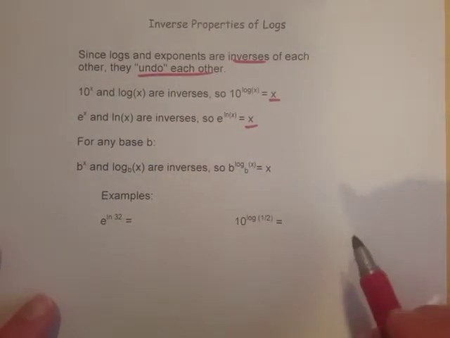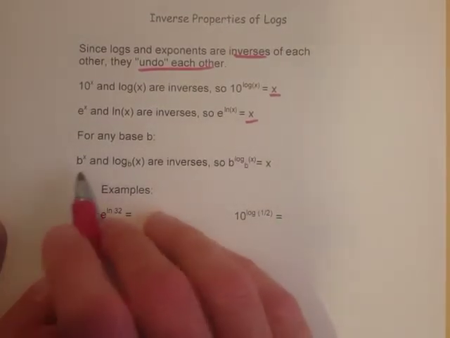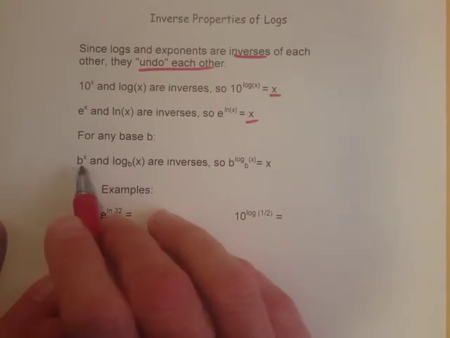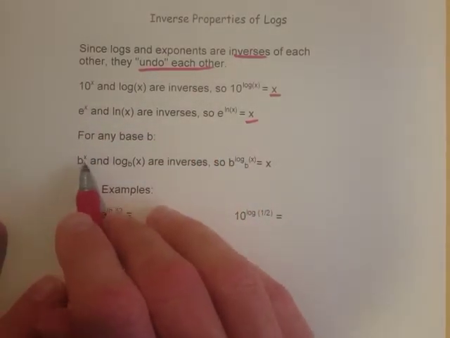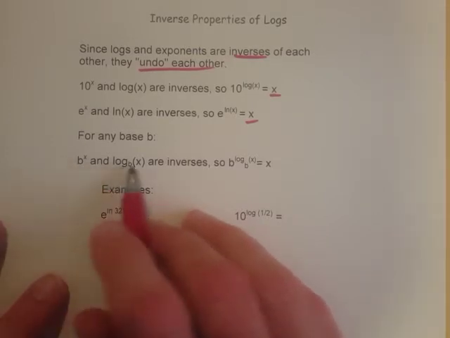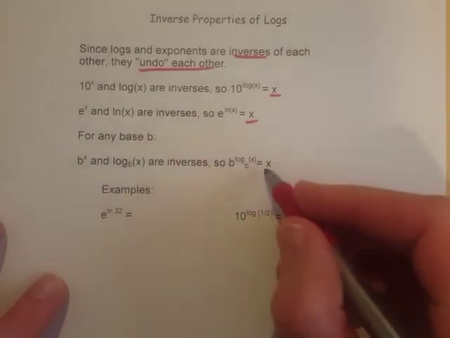It also works the opposite direction. With any base is what I meant to say. It also works with any other base besides e and 10. So if I have b to the x and log base b, no matter what that base is, if we compose the two together, b to the log base b of x, then out comes x.